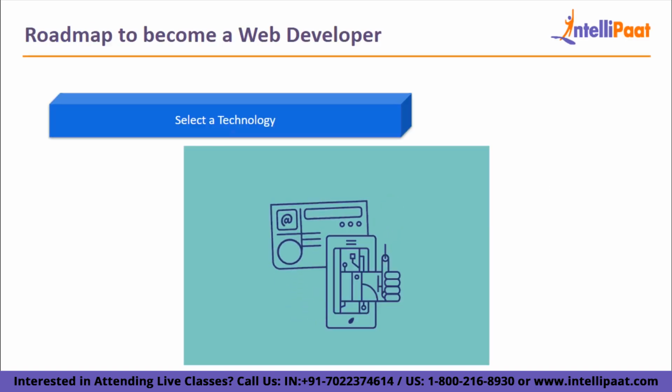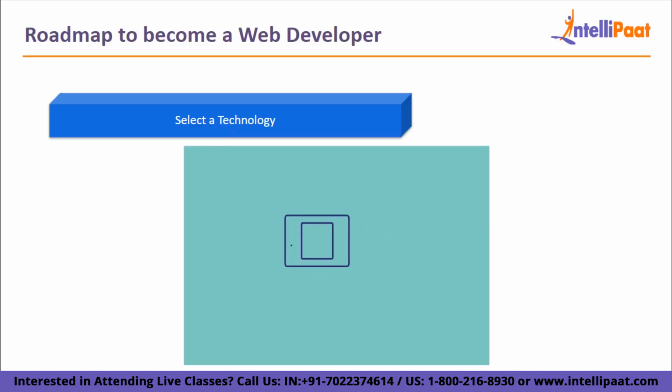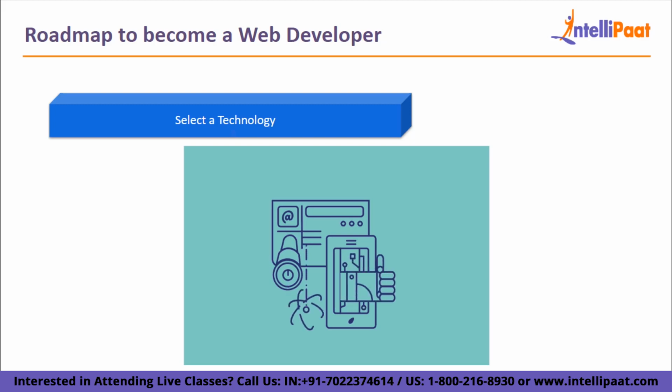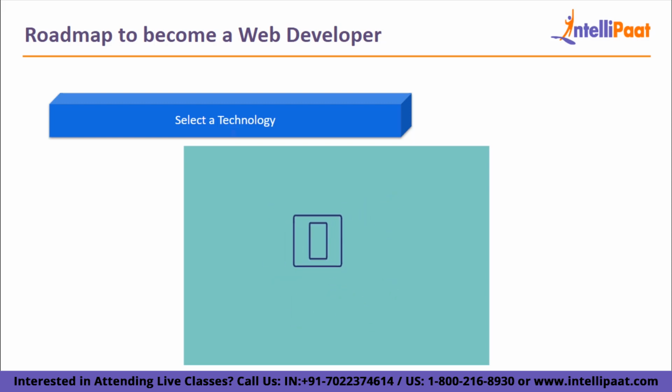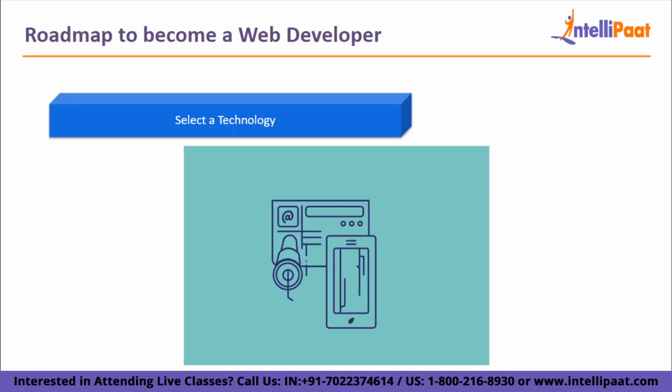The first step on the roadmap is selecting a technology. Database administration, the front end, and the back end are all parts of full stack development. The technology you decide to work with depends on you, your needs, and your applications. There are only a few popular technologies that you can work with.